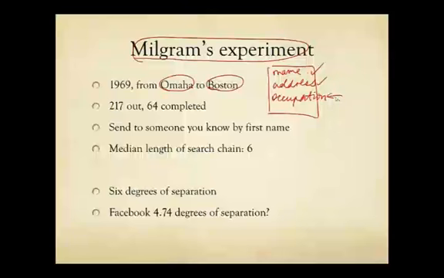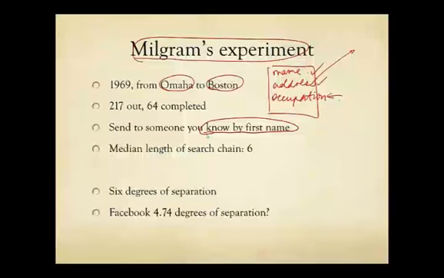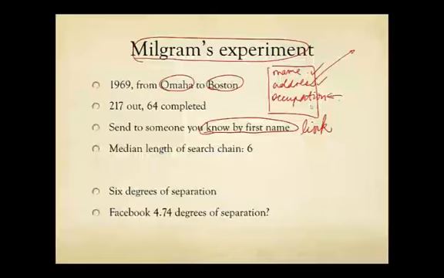experiment says that you cannot directly send the mail to the person in Boston suburb. You can only forward the mail to someone you know by first name. This is the definition of friend in Milgram's experiment. It is the definition of a link in this graph of social network. Okay, so you can only send it to somebody you know by first name. And then that person can further forward this letter to someone that she knows by the first name, until it reaches somebody who says, yeah, I know this person by first name.